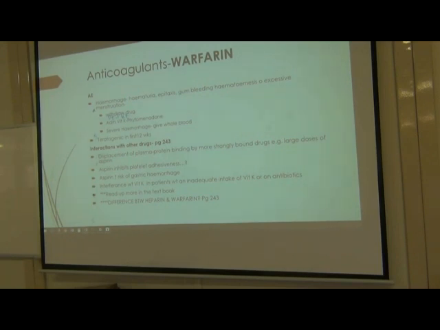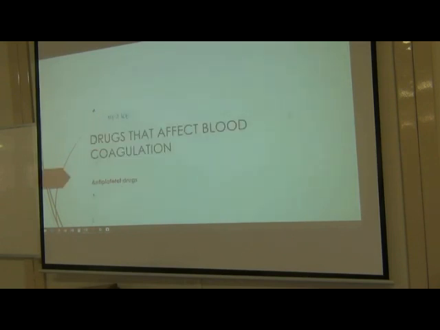So read up the differences between heparin and warfarin. It's in your textbook, page 243. Another group of drugs that affect blood coagulation are referred to as antiplatelet drugs. That one we won't spend time on, because we already know aspirin is a typical example of our antiplatelet drugs.